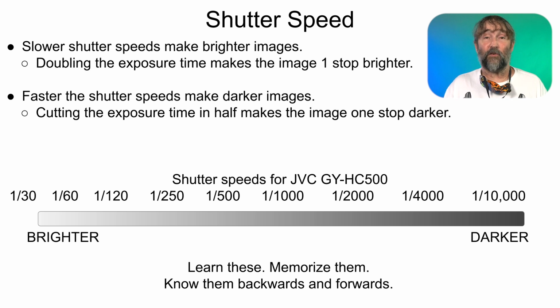These are the numbers that are used by our JVC cameras. If you work with a different camera, you might find that there are some subtle variations. They might choose a different place to start rounding numbers off, but they're going to be really close. It's always going to start, and again, for video in America, 1/60th of a second is always going to be the default, and then it's going to be multiply or divide by 2, moving out from there.